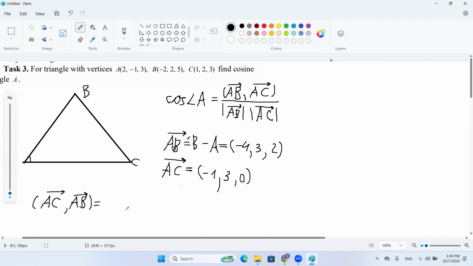-1 multiplied by -4, and this would be 4. Then add 9, so 3 by 3. Then 0, because 2 is multiplied by 0. And so 4 plus 9, it will be 13. So actually nothing frightening.